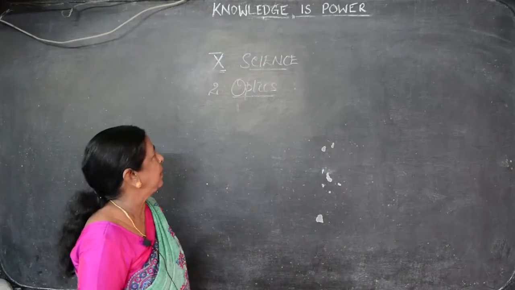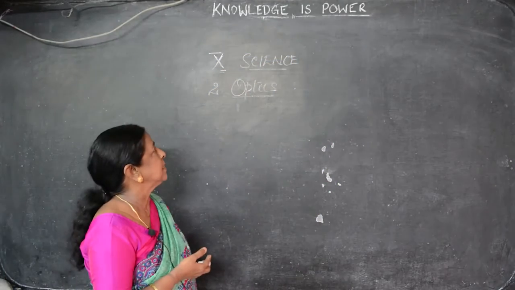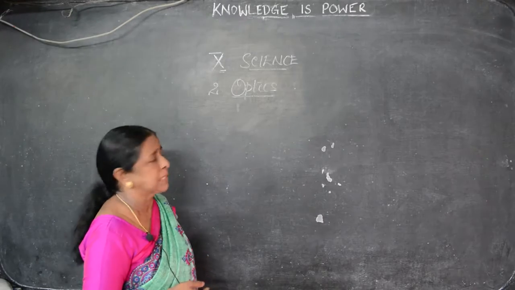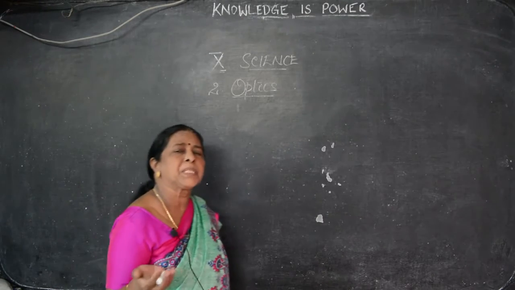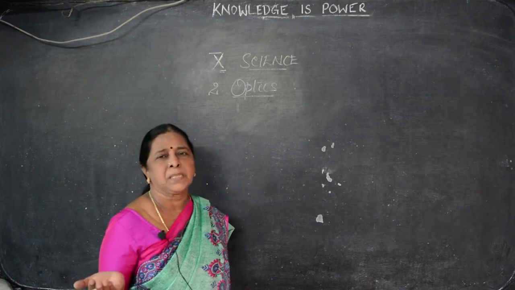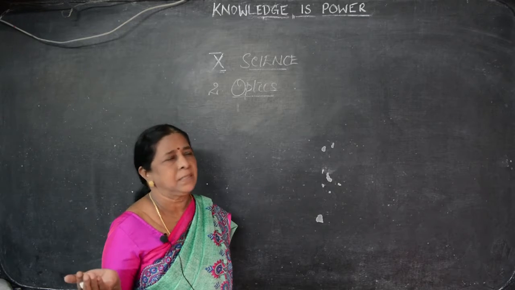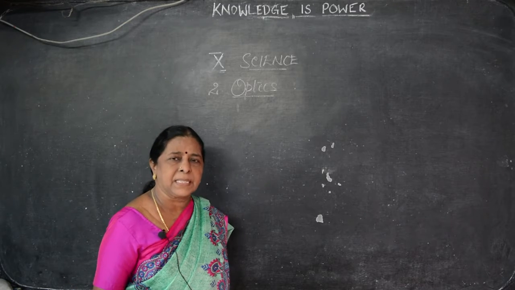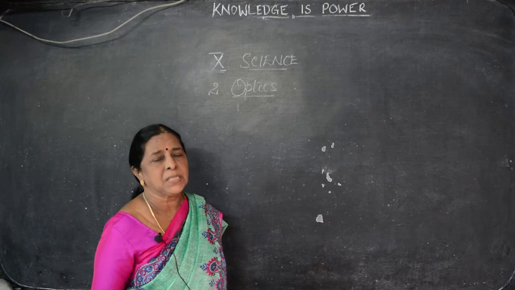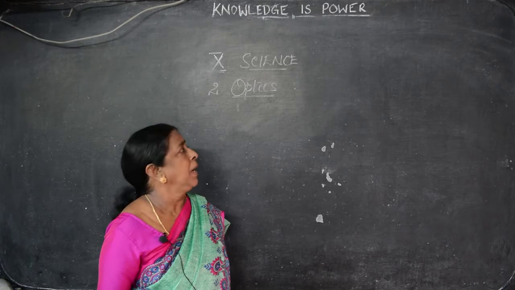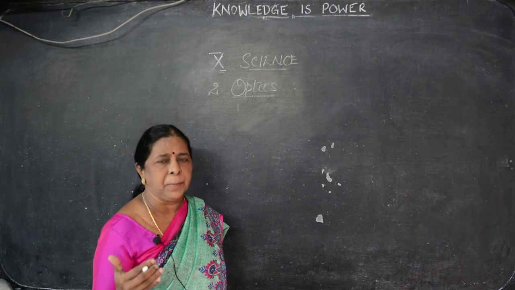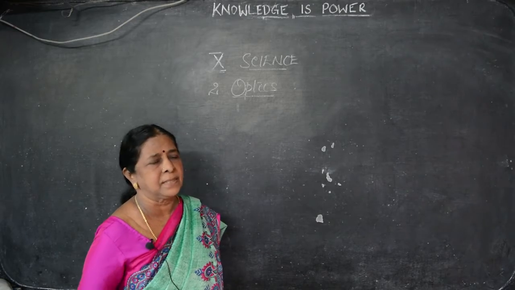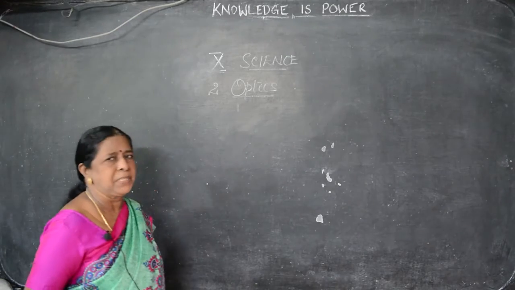Good morning, children. Now we have to say in science, second lesson in physics: optics. Optics means what? Optical instruments that are based on light. So in this lesson we have to see what is light, what are the characteristics of light, what are the laws of light which it follows, and what are the things made based on light and lenses. Okay, let us see now in detail.